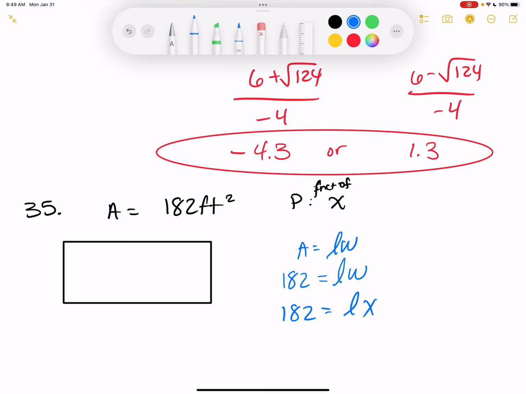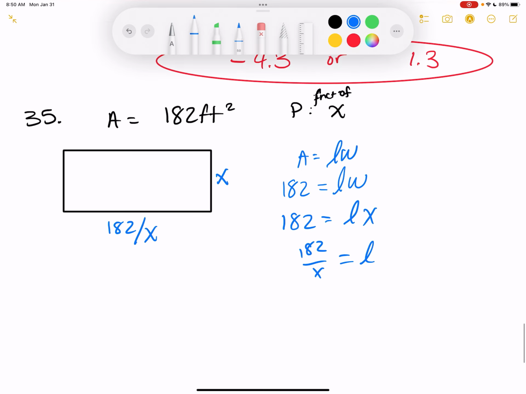Where I have my width, I'm going to put an x. And then if I want to get length by itself, what do I have to do? Divide by x. So 182 over x is equal to L. That just helps me set it up, but I want perimeter as a function of x. So what is the perimeter of a rectangle? 2 times L plus 2 times W.